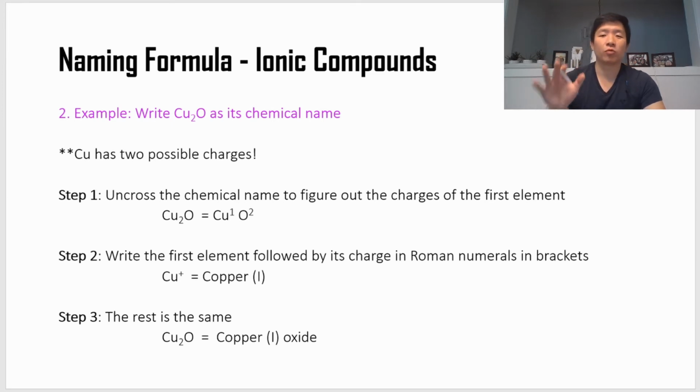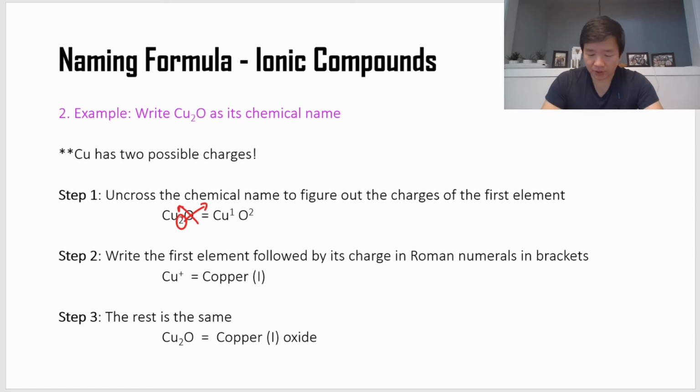And that is wrong, because remember, when we're writing ionic compound formulas, we cross the charges. So let's uncross the charges. We have the 2 going back and the invisible 1 going back. And so now you'll see that on copper we have a charge of 1, and oxygen has a charge of 2. Therefore, the copper ion that was used in this example is that of a +1 charge.